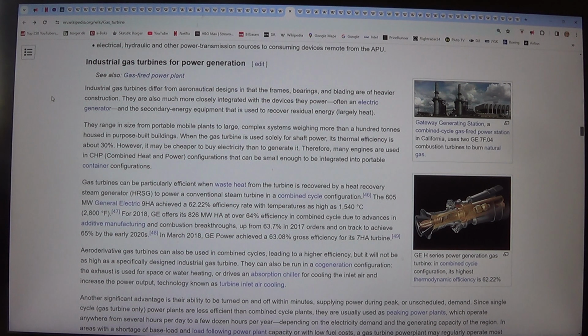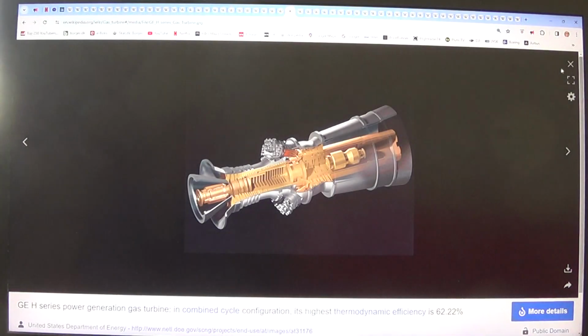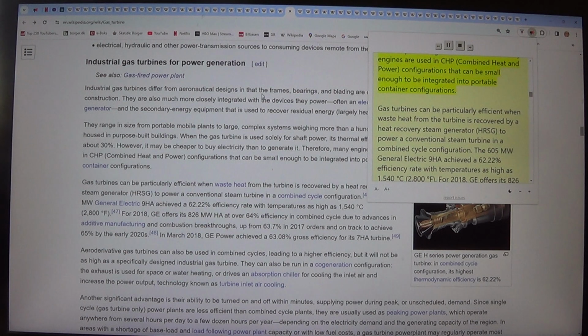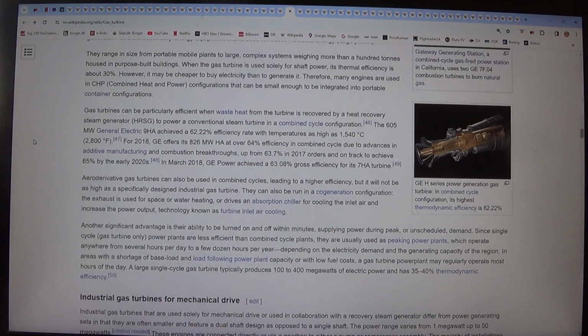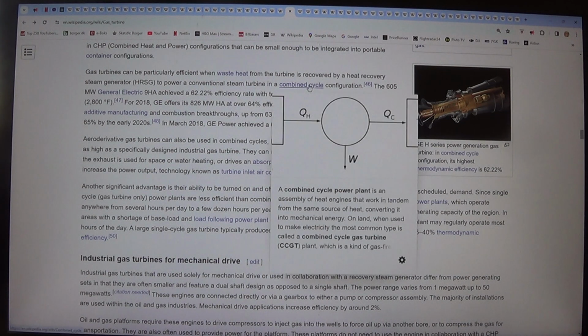They range in size from portable mobile plants to large, complex systems weighing more than 100 tons housed in purpose-built buildings. When the gas turbine is used solely for shaft power, its thermal efficiency is about 30%. However, it may be cheaper to buy electricity than to generate it. Therefore, many engines are used in CHP, combined heat and power, configurations that can be small enough to be integrated into portable container configurations. Gas turbines can be particularly efficient when waste heat from the turbine is recovered by a heat recovery steam generator, HRSG, to power a conventional steam turbine in a combined cycle configuration.